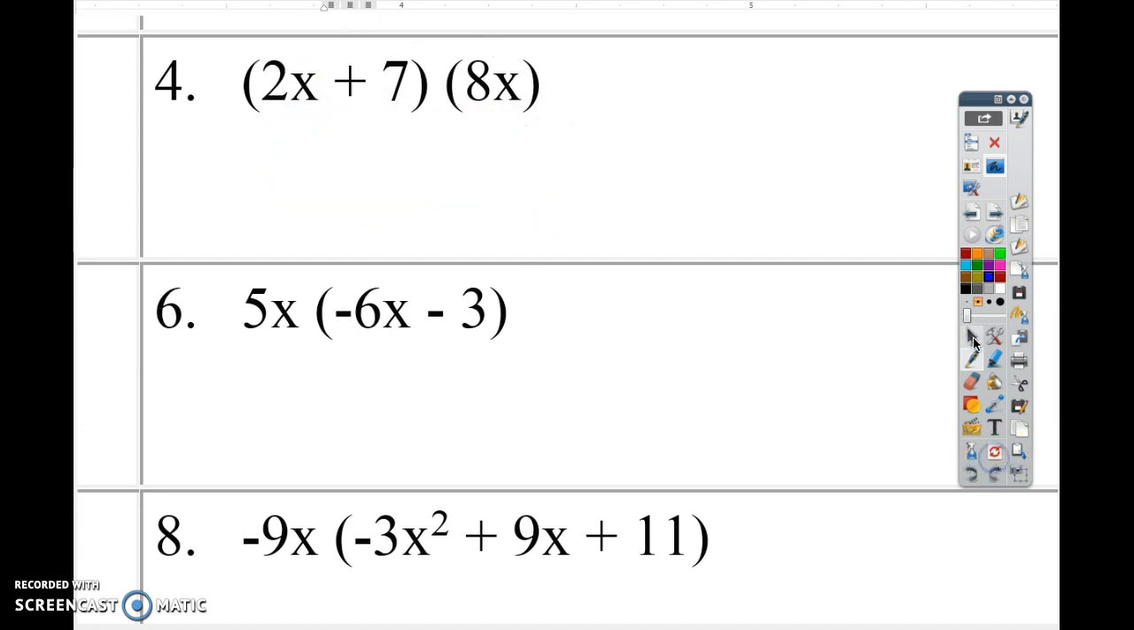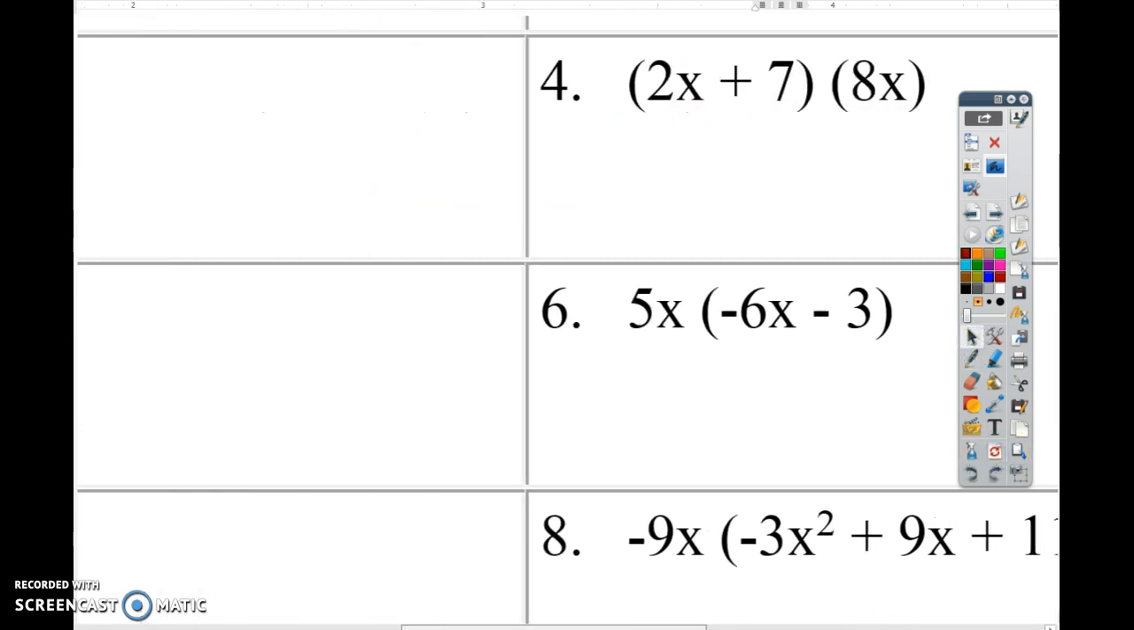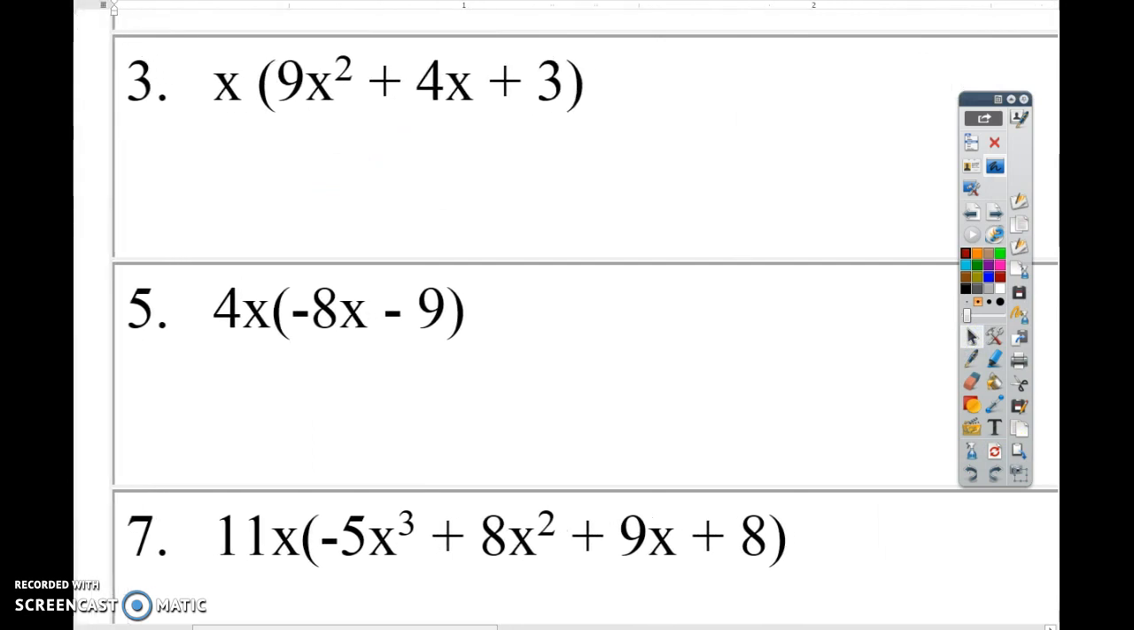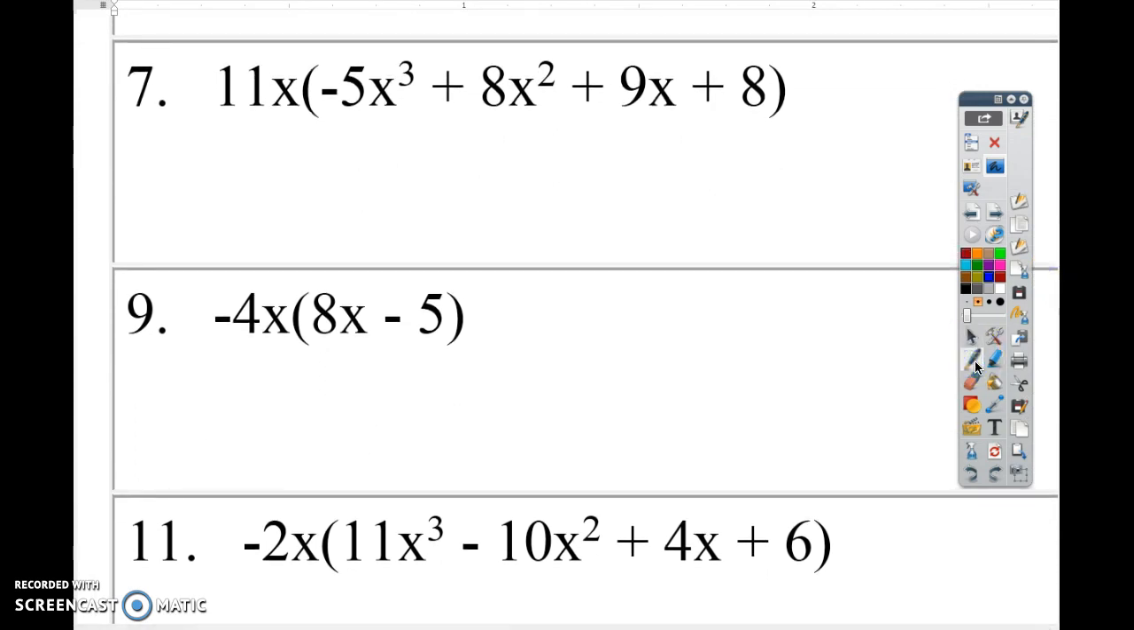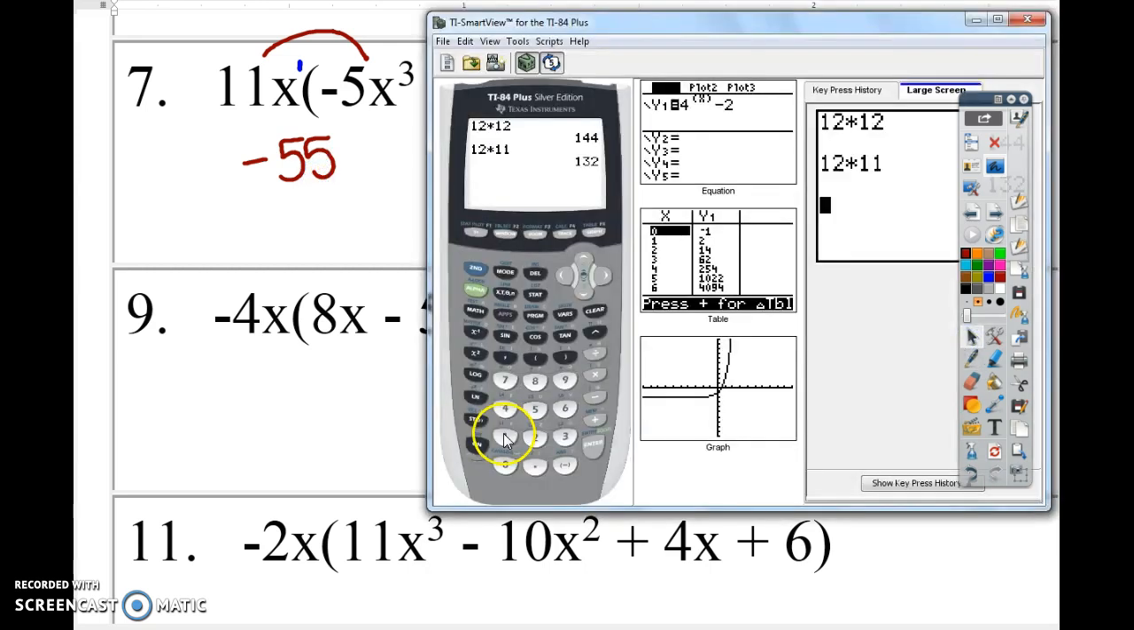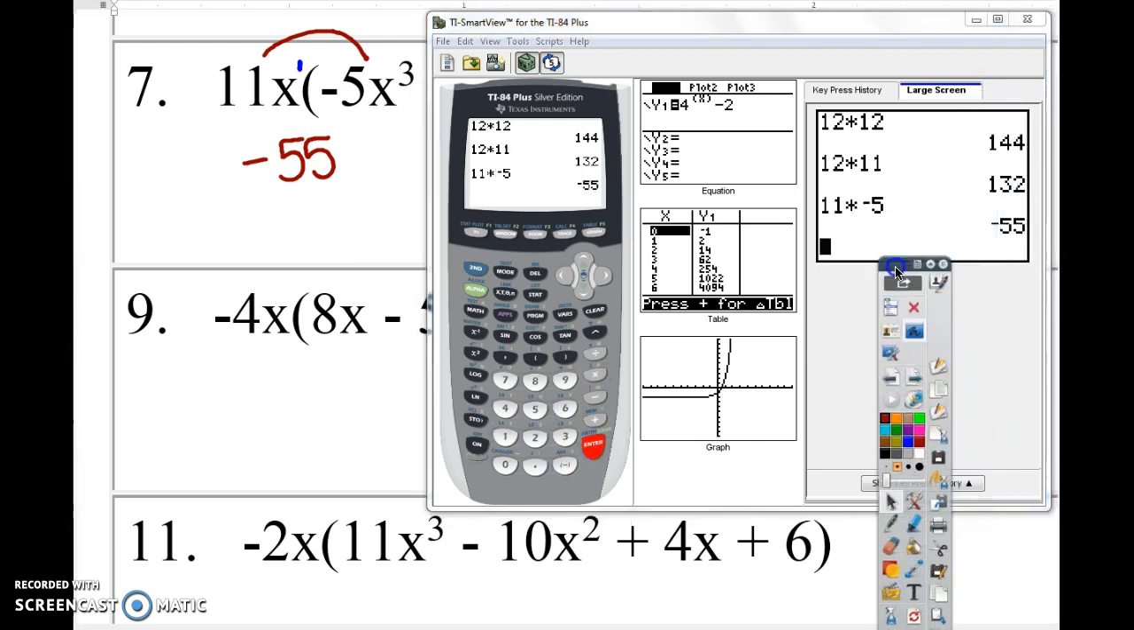Problem number 7. It's a really long one. Okay, this is exponent of 1. So when we are distributing 11x times negative 5x cubed. So first we do 11 times negative 5. That's negative 55. And if you don't believe me, put it in the calculator. 11 times negative 5 gives you a negative 55.